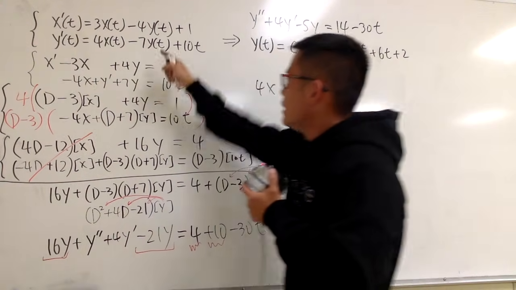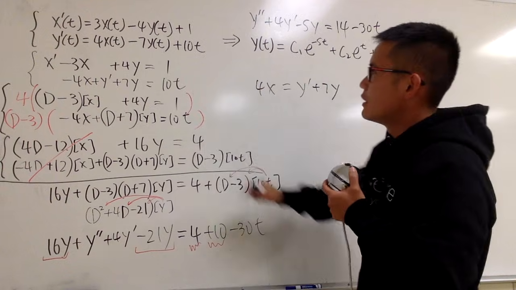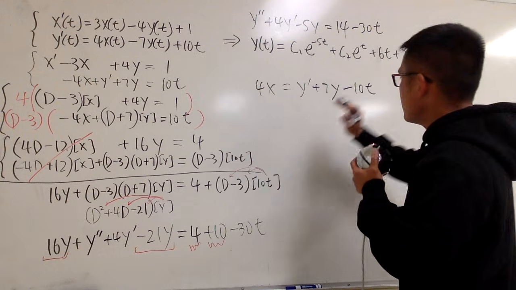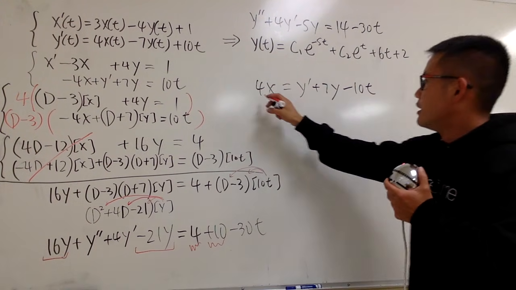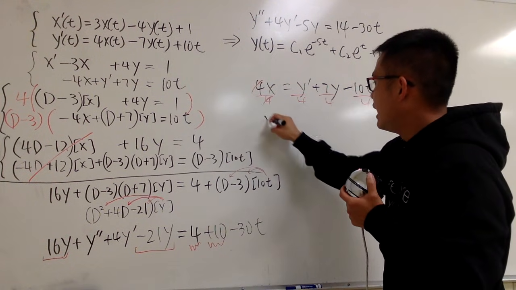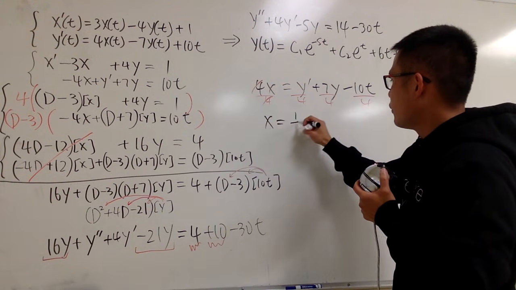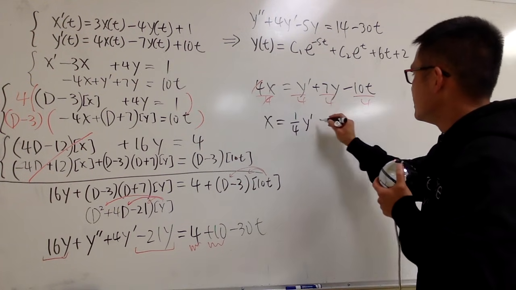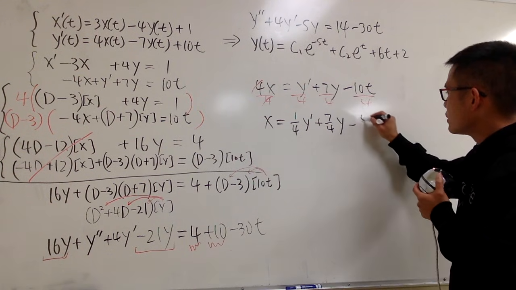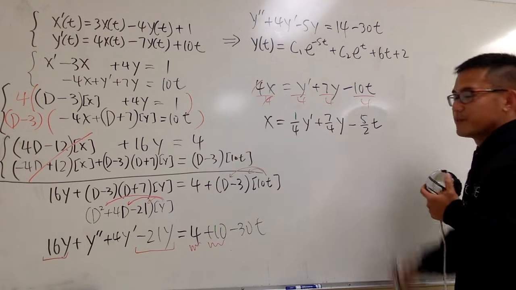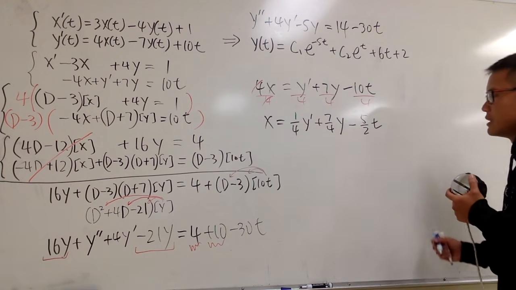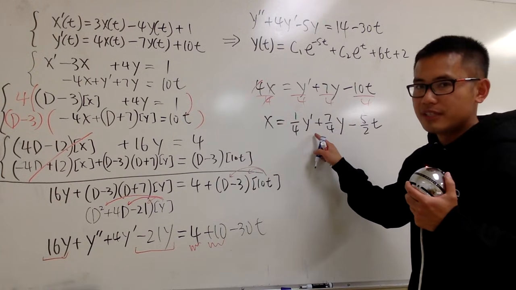I will move this to the other side. It becomes plus 7y, right? Plus 7y, and then minus 10t. Okay, this is what I have. At the end, I will just divide everything by 4. And you see that x is equal to, this right here is just 1 over 4 times y prime. And then this is plus 7 over 4 y. And then this is minus, let's reduce the fraction, which is 5 over 2 times t. Now, I'll finish this in blue so I can make this stand out a little bit. I have to get y prime, isn't it? Right?